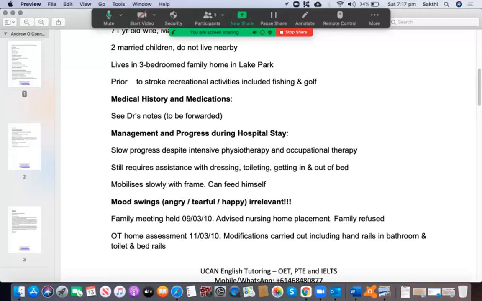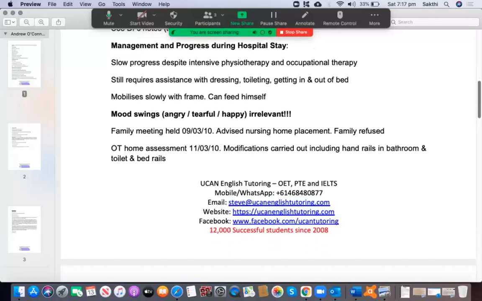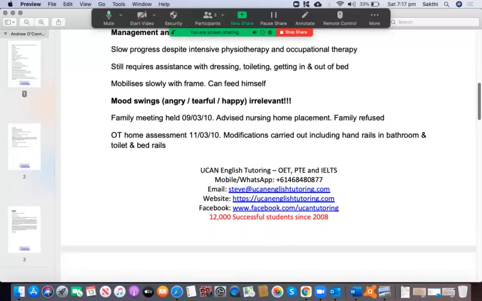Yes, you need to. From the social point of view, it's going to be more important and relevant than the other things. Okay. All right. Slow program despite intensive physiotherapy and occupational therapy, still requires assistance with dressing and toileting. That's all right. Mobilizes slowly with the frame, can feed himself. That's okay. And mood swings, angry, tearful, happy, irrelevant. Okay. All right.